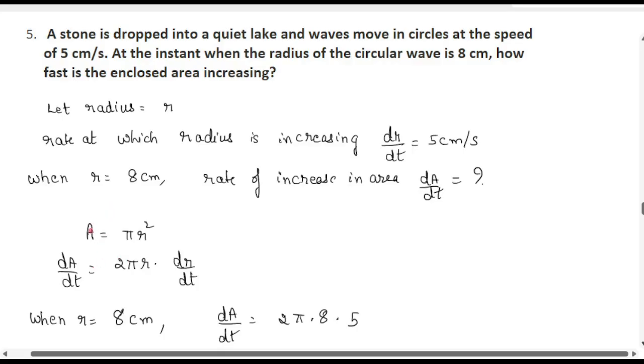So we know the formula for area of circle is pi r square. On differentiating and substituting the value of r and dr by dt, we get the answer. We get dA by dt.